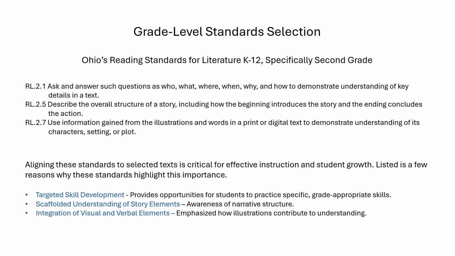Selecting books that clearly show a beginning and ending that resolves the action allows young readers to grasp overall narrative structure. Ohio Reading Literacy Standard 2.5. Pairing text that have illustrations encourages students to draw meaning from both pictures and words to better understand characters, settings, and plot. Ohio Reading Literacy Standard 2.7. This alignment enhances targeted skills, builds scaffolded awareness of story elements, and highlights how visual and verbal cues work together.